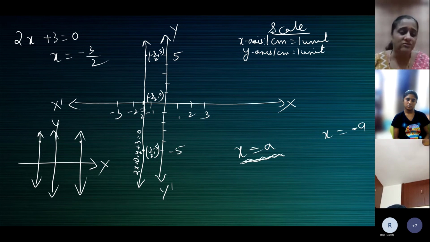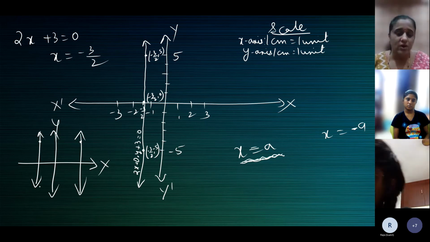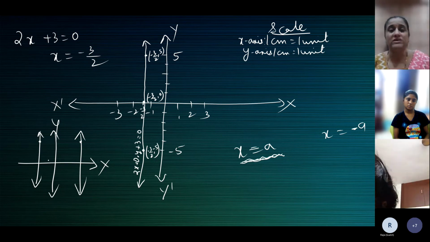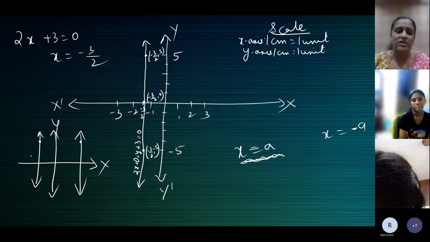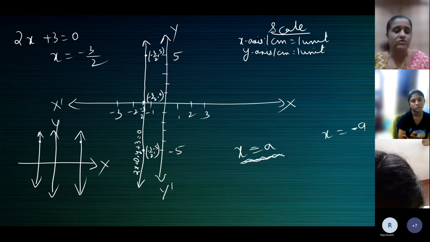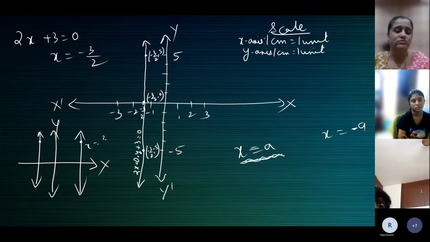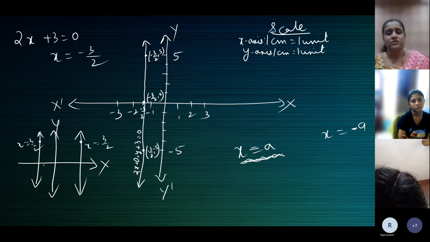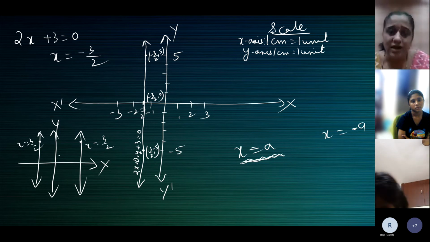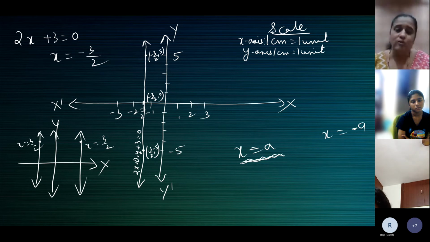When the graph line is parallel to the y-axis, that means the equation is x is equal to something. Now, if x is a negative value, it will be to the left of the y-axis. And if x is a positive value, it will be to the right of the y-axis. This one is x is equal to 3 by 2, and this graph is x is equal to minus 3 by 2. There are two positions.